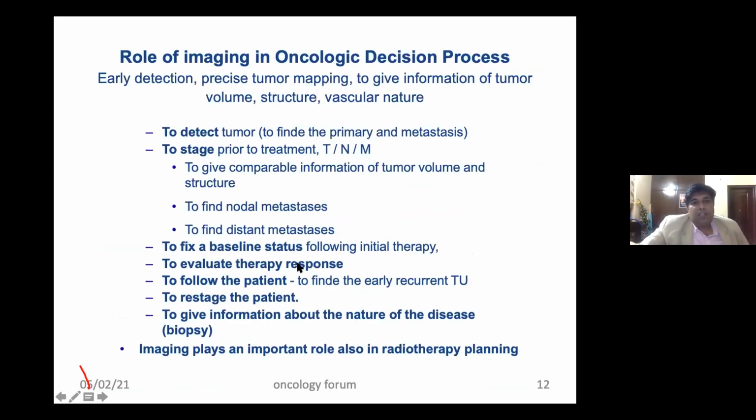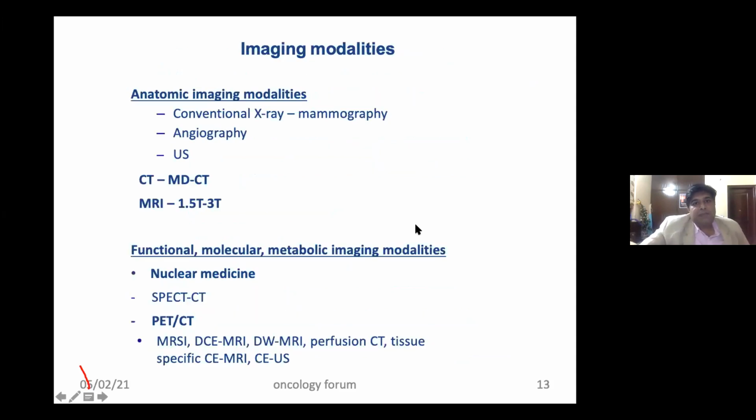So imaging is not only important to find the site of primary, it also becomes the baseline for the initial therapy, and we can stage the tumor, assess therapy response, restage, and in some cases we know the site of biopsy from the PET-CT scan, and it has a major role in RT planning also. So first we go through the initial imaging, all the imaging modalities, then PET-CT, followed by a few live cases.